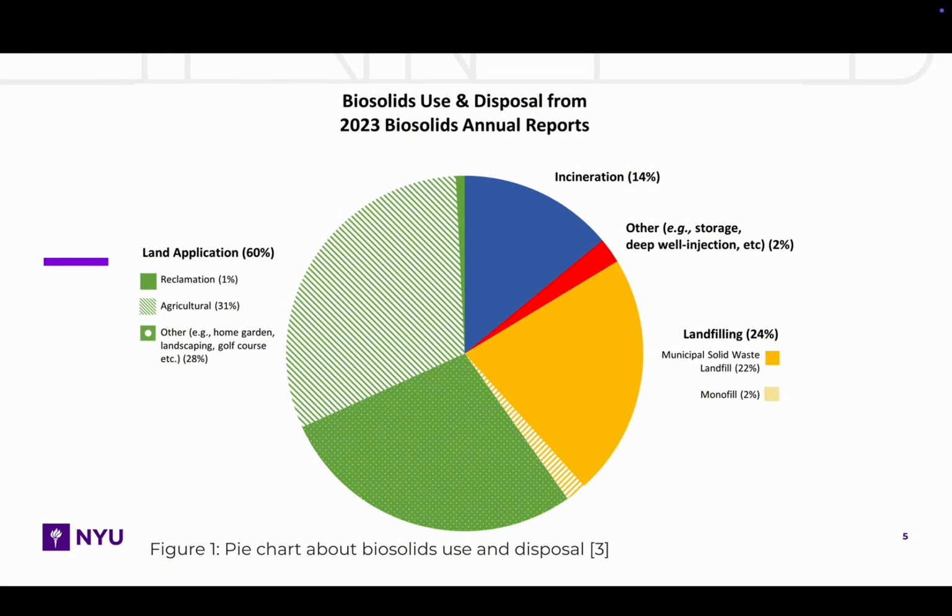The land applied was around 2.39 million DMT. Incinerated was around 560,000 DMT. Landfill was 955,000 DMT, and other management practices like deep well injection and storage, around 92,500 DMT.